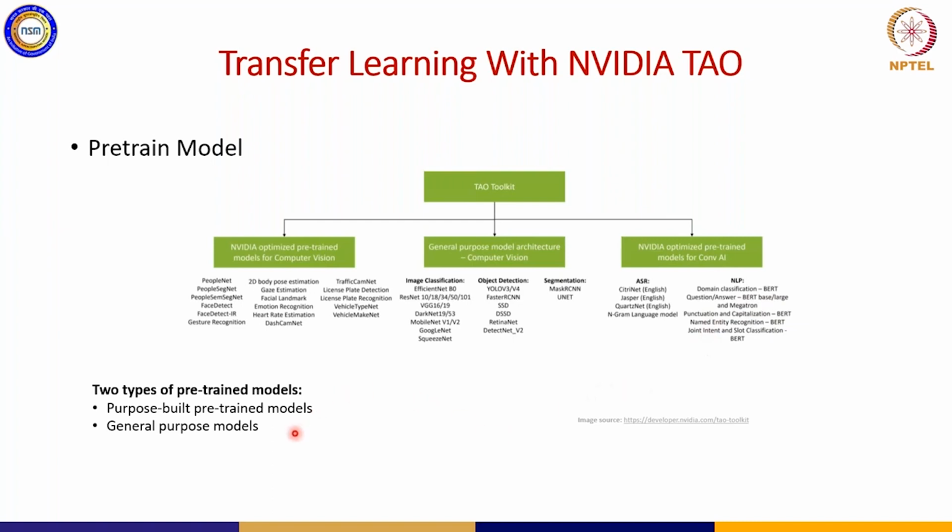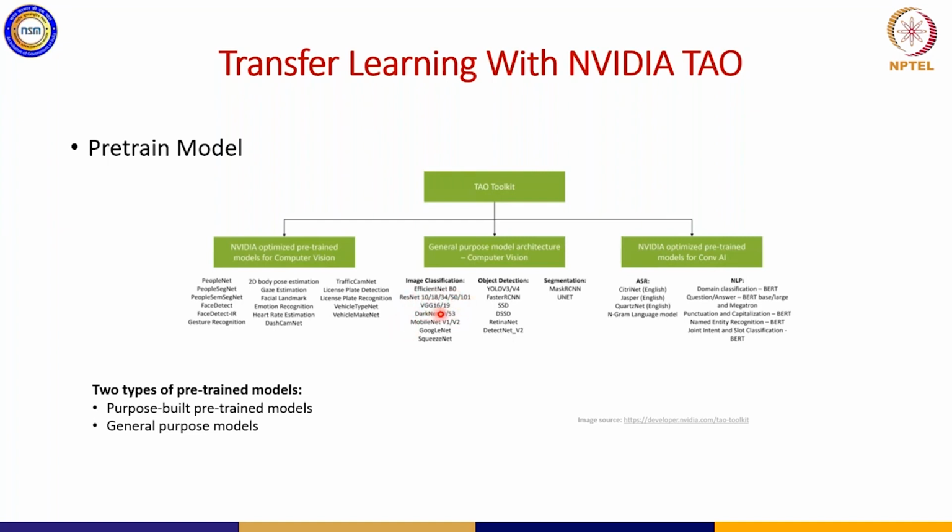And the second one is the general purpose model. With this general purpose model, you can bring in your own data, your new data for your own specific tasks. You can use those models to achieve that purpose. And under that, we have three categories, which are image classification, object detection, and segmentation. Under image classification, you have the EfficientNet, which is very popular. There is the ResNet, 10, 18, 34, 50, and 101 layers.